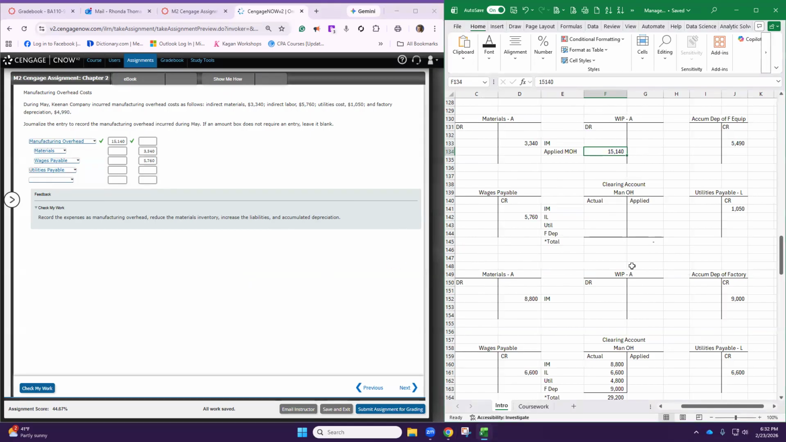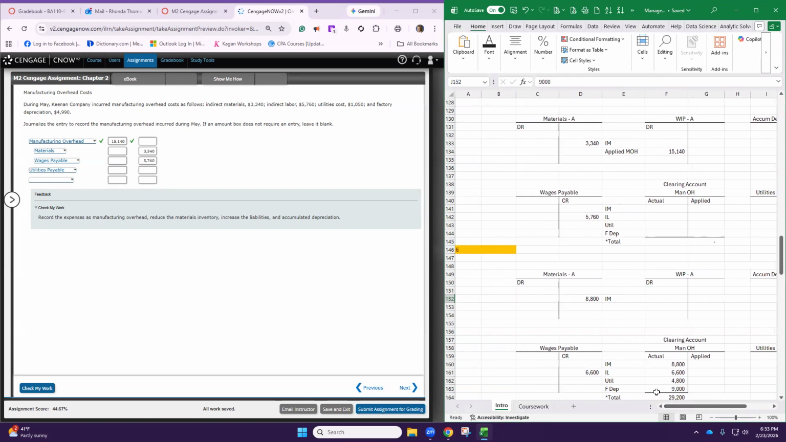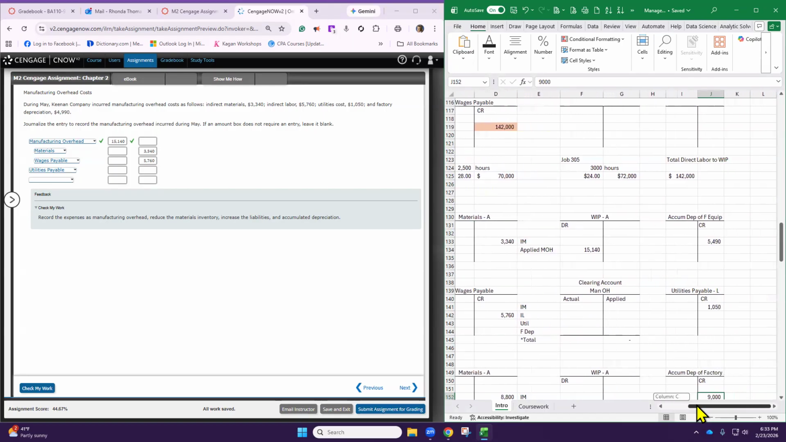So factory depreciation is 49.90. Let's see here. No. Okay, so depreciation is 49.90. Let's see what we got here. Accumulated depreciation is 49.90, and utilities payable is $1,050. Okay, so that's how it should look. Accumulated depreciation should be 49.90.